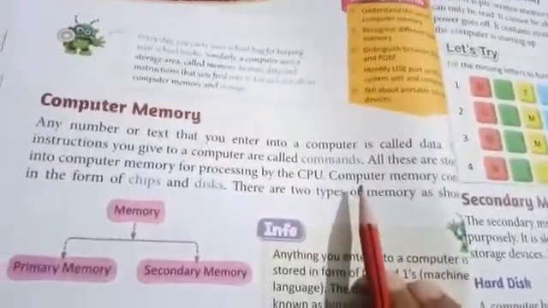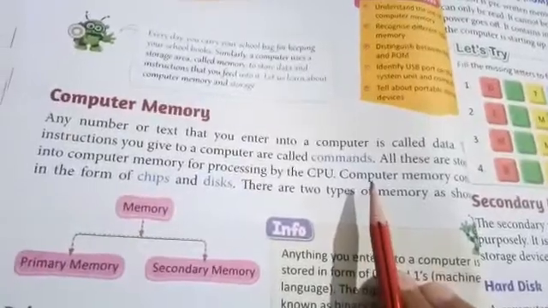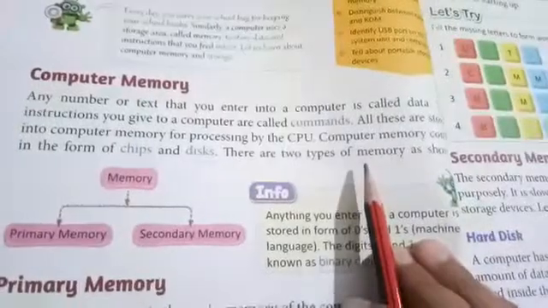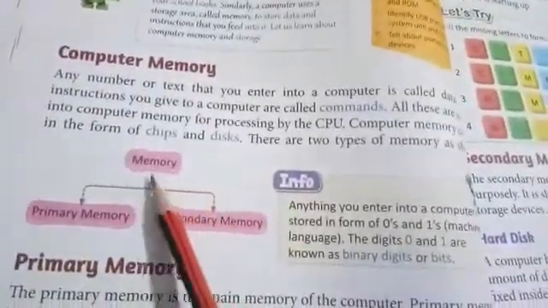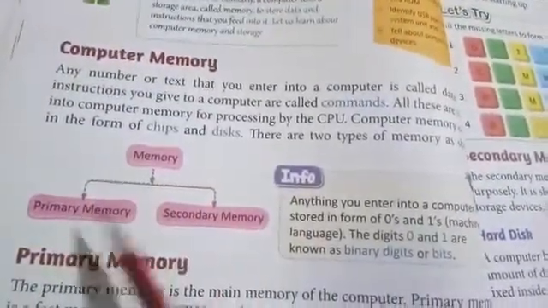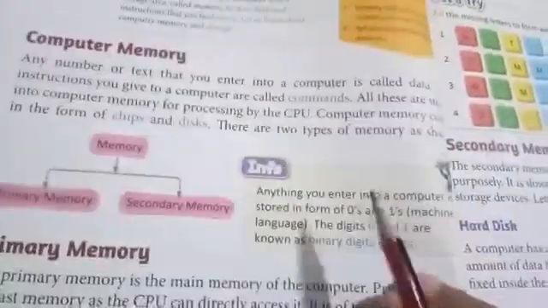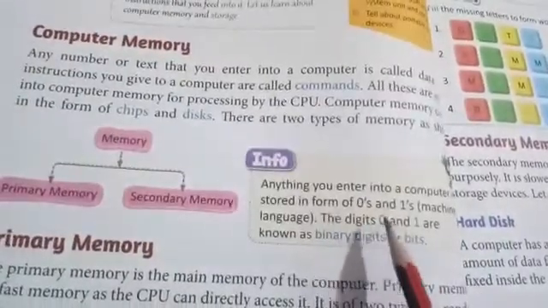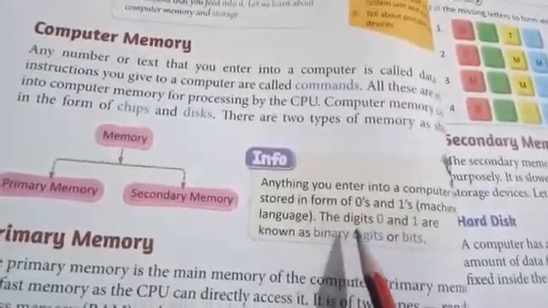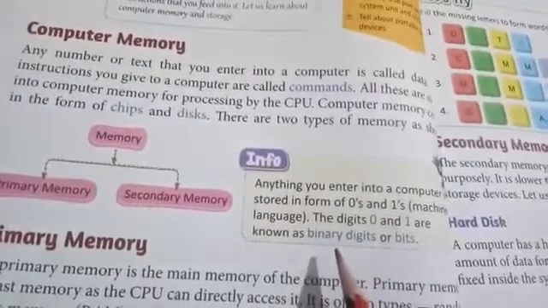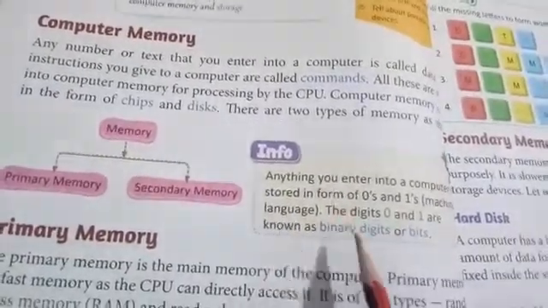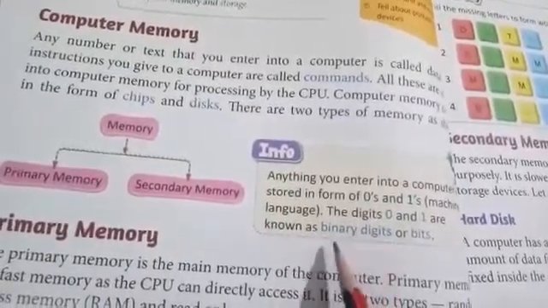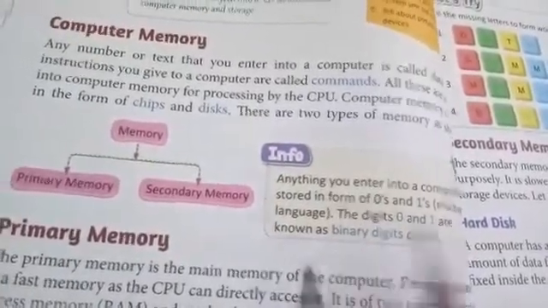Computer memory comes in the form of chips and disks. There are two types of memory. Computer memory is divided into two parts: primary memory and secondary memory. Anything you enter into a computer is stored in the form of 0 and 1. The computer understands only machine language, which is in the form of the digits 0 and 1, also known as binary digits or bits.